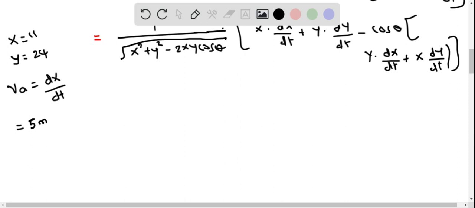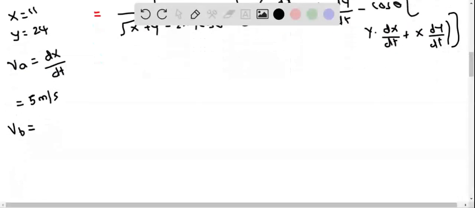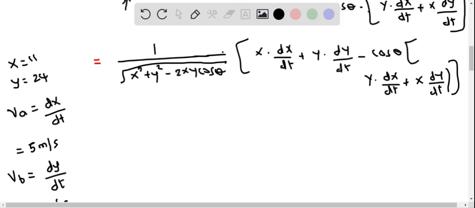And also VB, which is the velocity of the other person running along his or her direction, and this is VB equal to 4 meter per second, and this can be written as dy over dt, and this is given as 4 meter per second. So let's substitute all these given values into this expression.